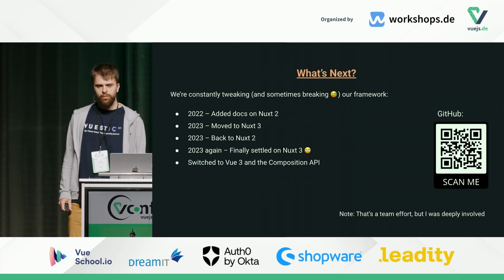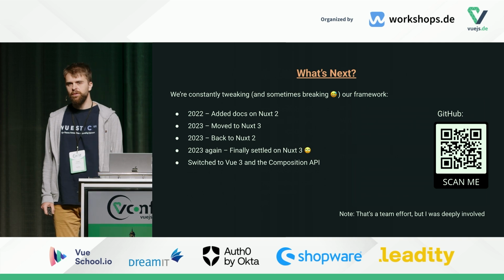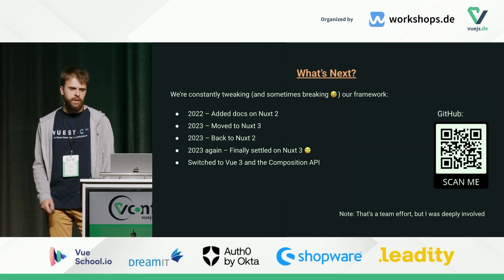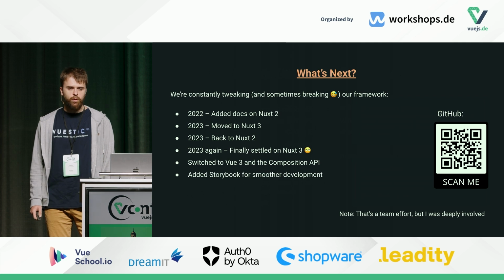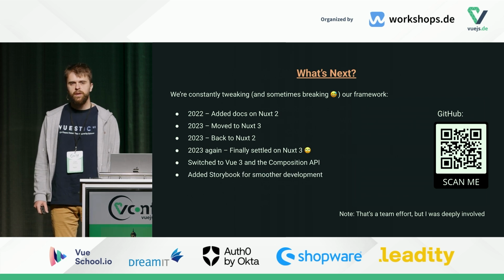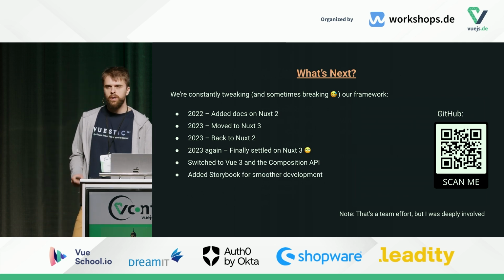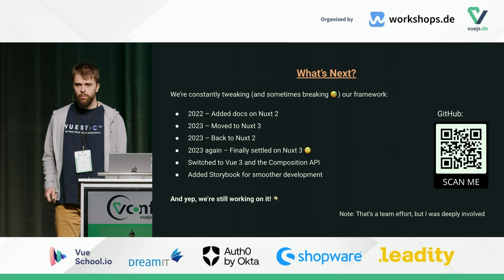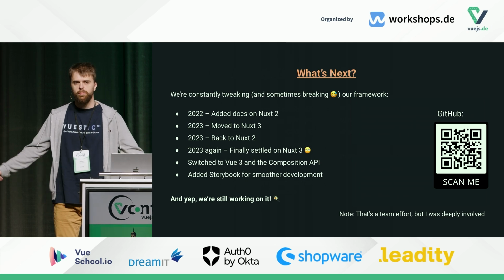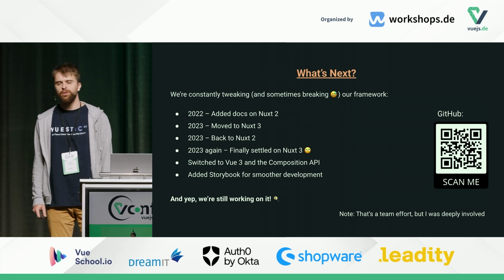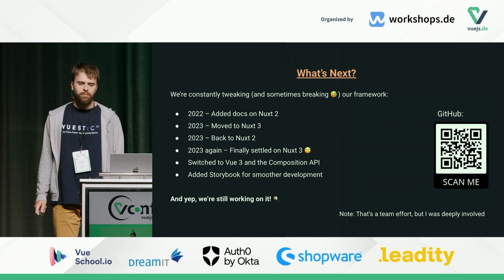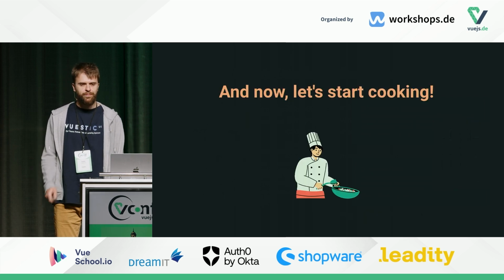We also switched to Vue 3 and the composition API so that components are easier to support and long-term stable. We also added Storybook for smoother development. And right now, our testing, QA, and development are happening in Storybook primarily. And we're still working on it. It was a team effort. I'm not the only one responsible for the whole framework, but I participated in a lot of areas, so I'm pretty much aware of what's going on with it.